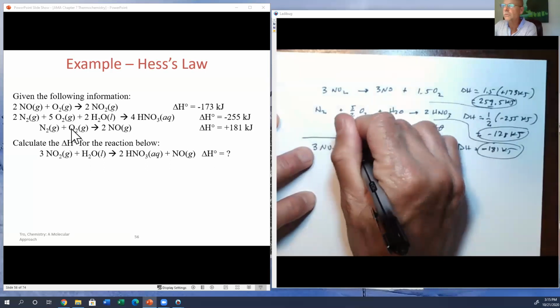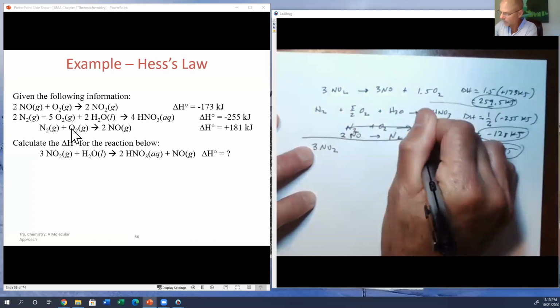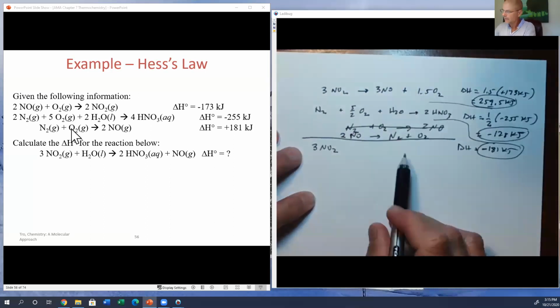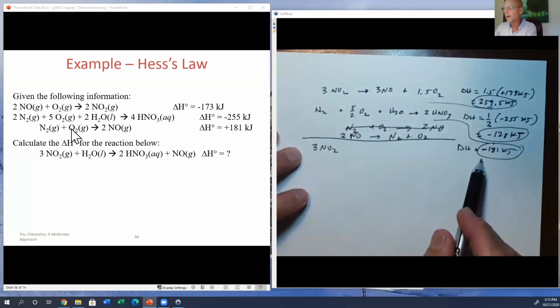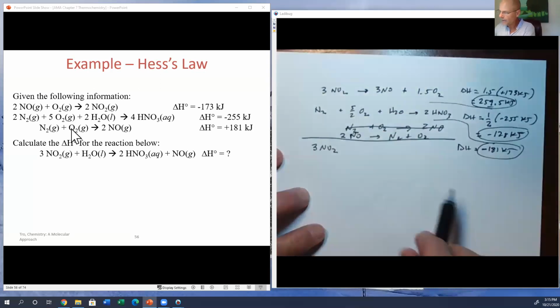So it should be 2NO, right? Goes to N2 plus O2. Okay, does that work? Let's see that. And that should be minus 81. Okay, that was my problem. I just forgot to flip it. All right, good. All right, so 3NO2, and then look what happens.